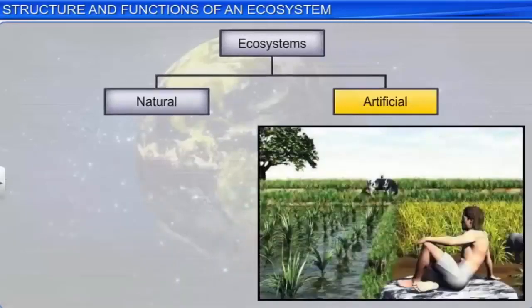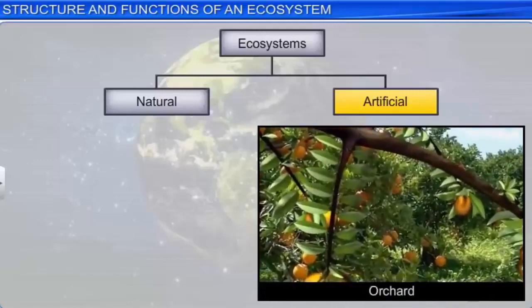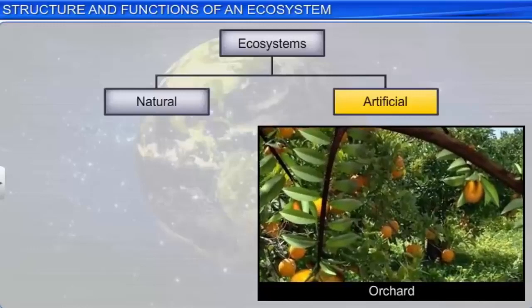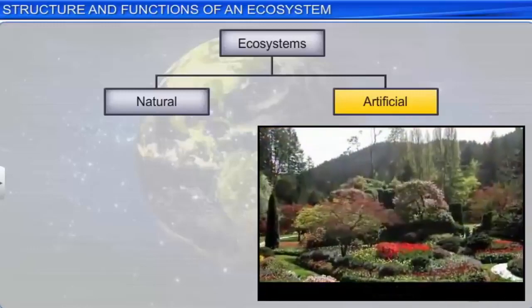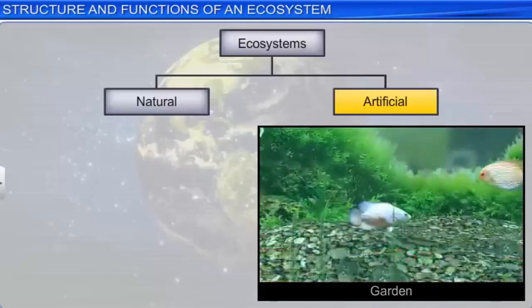Unlike natural ecosystems, artificial ecosystems are created and maintained by human beings. Some artificial ecosystems are croplands, orchards, gardens, and aquariums.